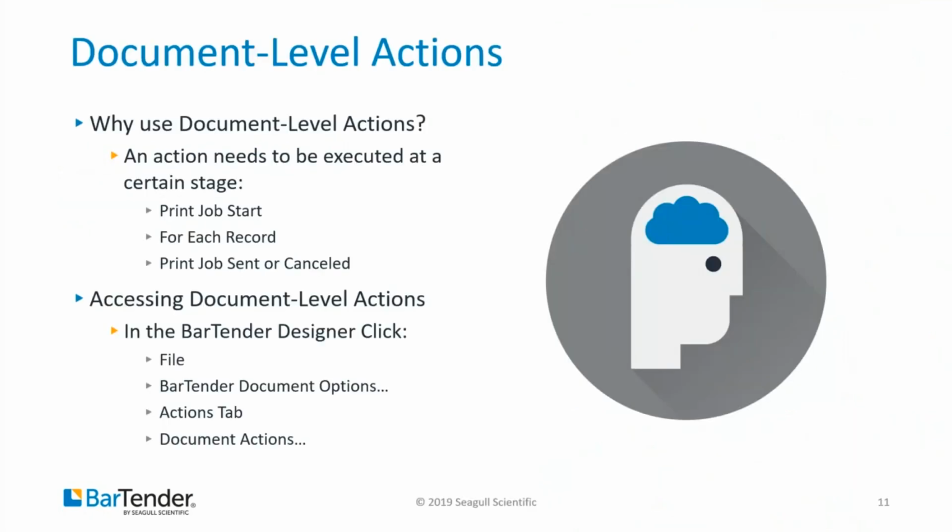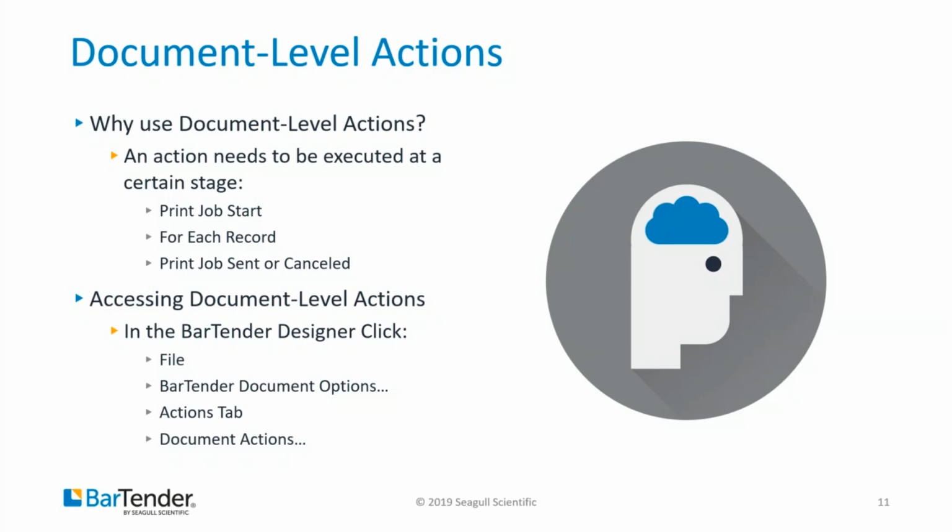A document level action is accessed at the document level. As we see on screen here, there are some instructions. If you click on File, BarTender Document Options, and your Actions tab, make sure you enable that checkbox if you want them to be live, and the Document Actions icon is going to open up our Actions dialog that we talked about.